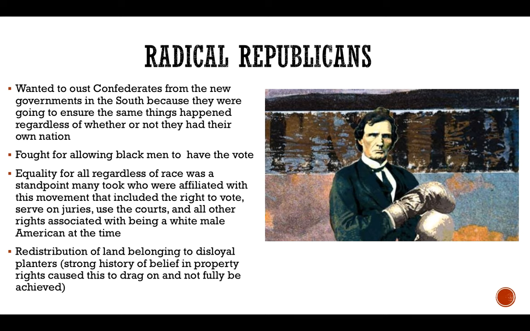Radical Republicans were this group of Republicans at this point that wanted to oust Confederates from the new governments in the South because they were quite sure that the same thing would happen that had happened prior to the war. And they wanted to essentially clear the board. They fought for allowing Black men to have the vote, and they fought for equality regardless of race. And this was a huge step. So this is why they're titled Radical Republicans. They weren't just middle of the road.